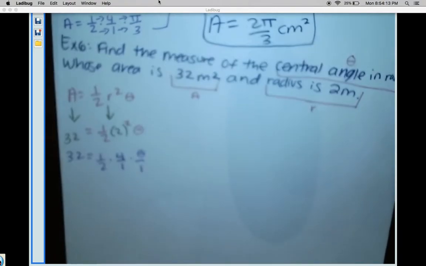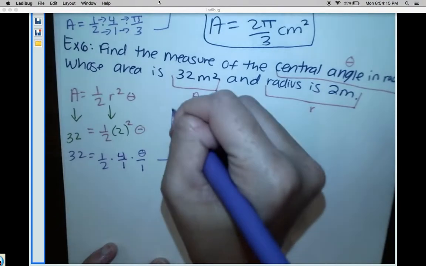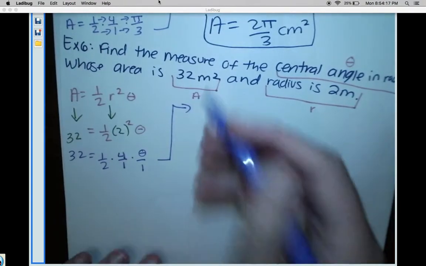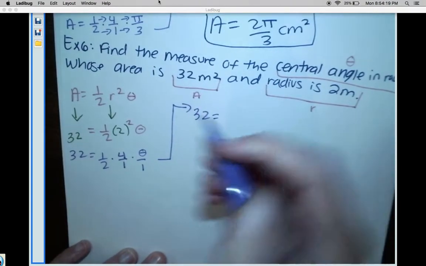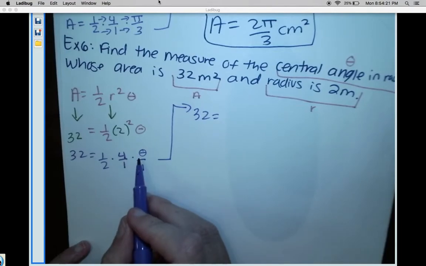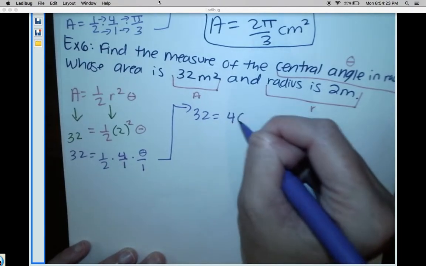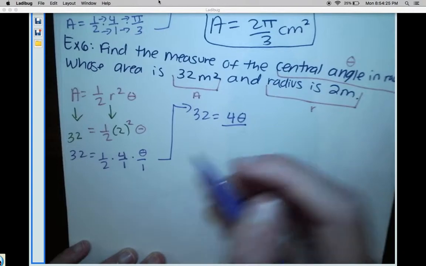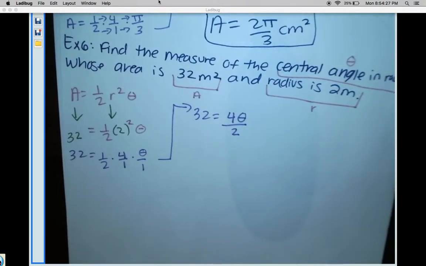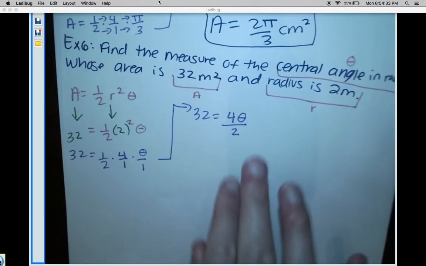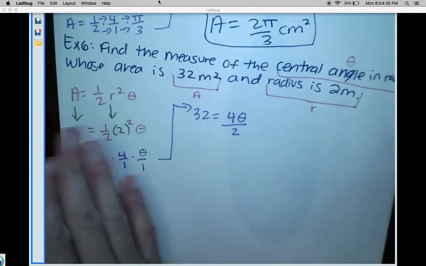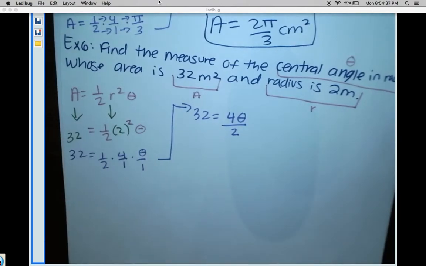Sorry guys, that looks a little blurry. I'm going to bring this up here to save some space. So we have 32 equals 1 times 4 times theta is 4 theta, over 2 times 1 is 2. There are several ways I could do this. I could simplify this down, then get theta by itself, or I could move the 2 over and the 4 over. I'm personally going to simplify this down because in my opinion that's easier.